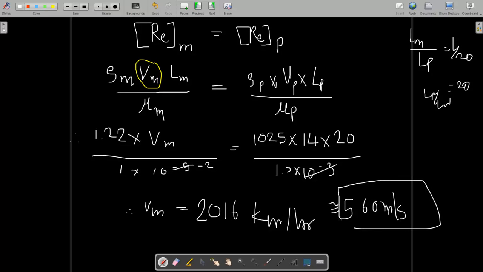Okay, but here our answer would be in kilometer per hour. Okay, 2016. So this is the answer, 2016 kilometer per hour. That should be the wind speed to test this model. Okay, why this much speed? Because whenever submarine is moving, the drag force is acting by the water, but air has less density. So to get the same effect as the water, we have to apply velocity higher than our actual speed.